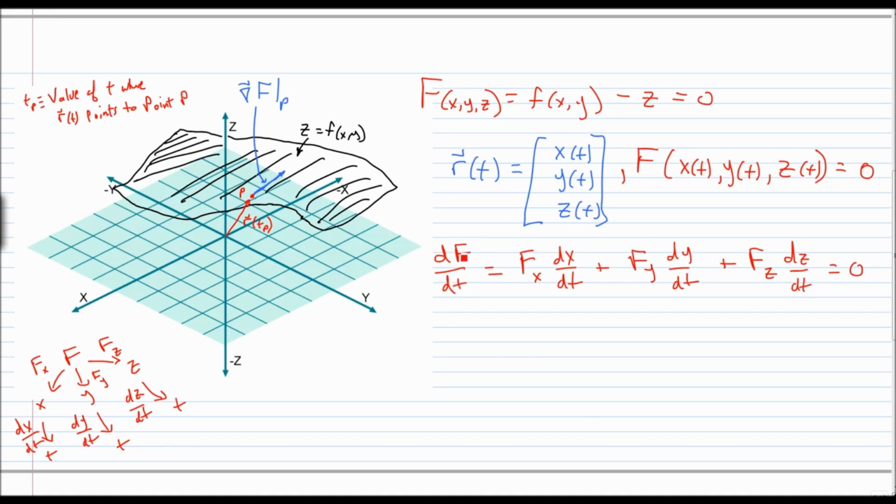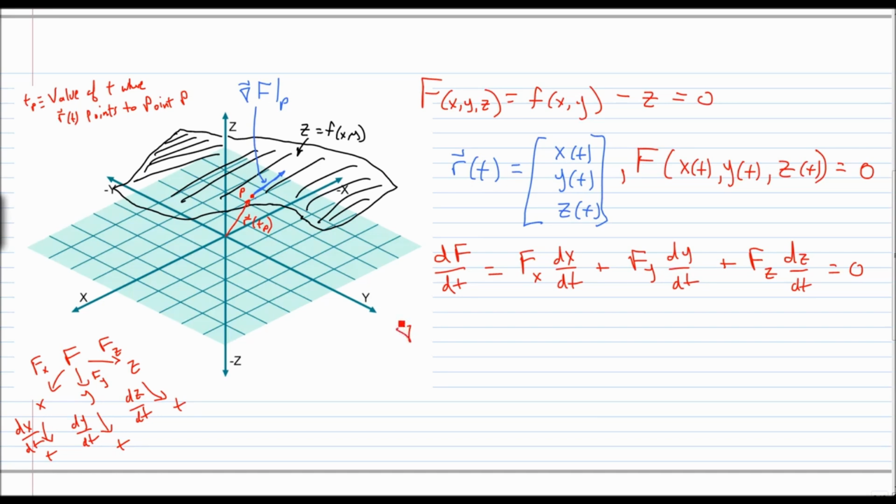So you can see here, if I wanted to find df/dt, I go down this path, take the derivative of f with respect to x, and multiply that by dx/dt, then I take the derivative of f with respect to y, multiply that by dy/dt, then I take the derivative of f with respect to z and multiply that by dz/dt. Add them all together like this.